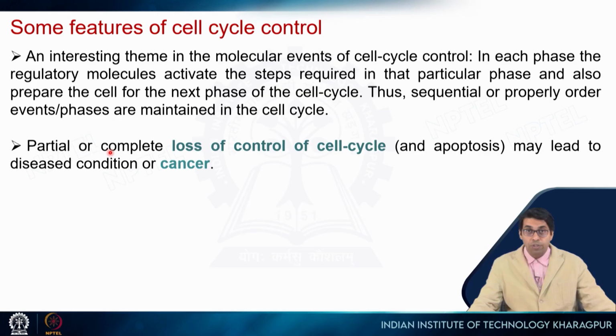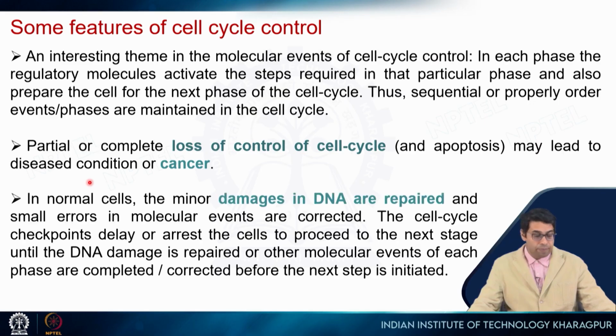Partial or complete loss of this cell cycle control can result in diseased conditions such as cancer. In normal cells, minor problems such as DNA damage are repaired. So, there are proteins which continuously ensure that there is no DNA damage present. If there is, then they will repair it and halt the cell in that particular phase. Once all those damages are repaired, then the cell will move on into the next step.